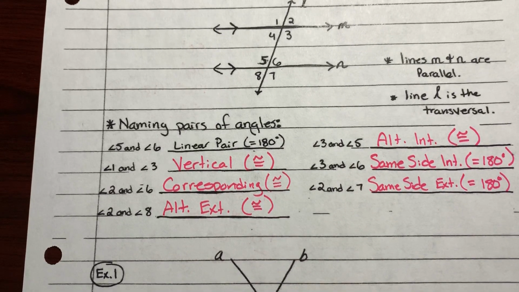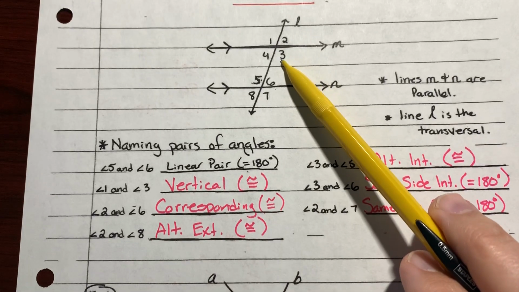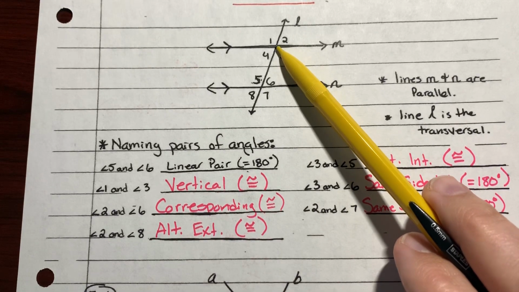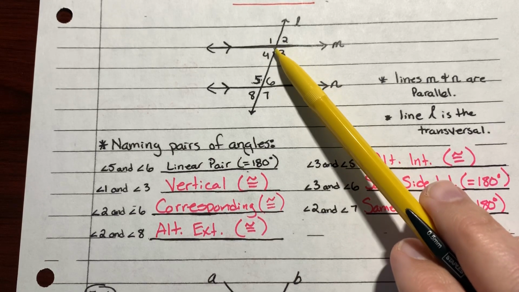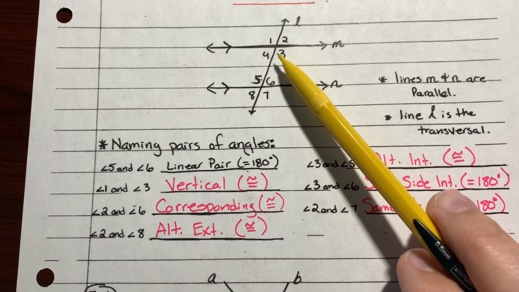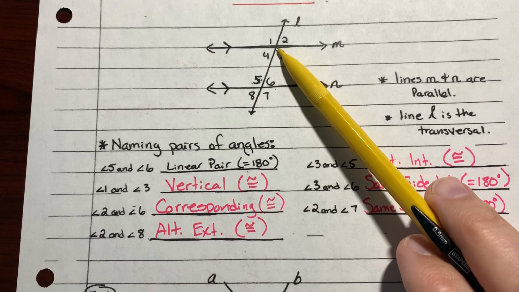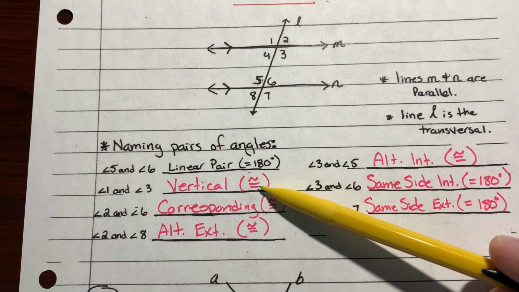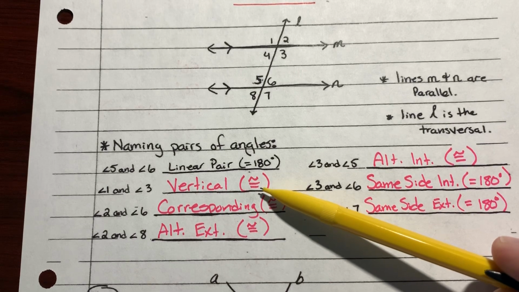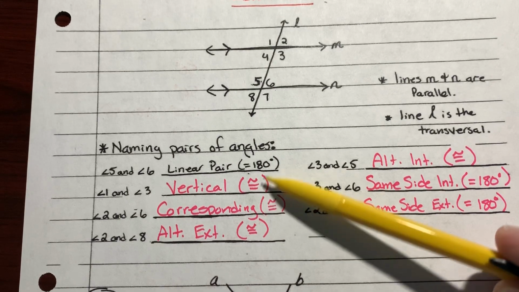Okay, angle 1 and angle 3. All right, here's angle 1, here's angle 3. Anytime that you have angles that are opposite of each other, facing in opposite directions, notice angle 1 is going out that way, angle 3 is coming this way, but they share the same vertex, the same point there, that's when they're known as vertical angles. And this symbol right here represents the word congruent. It means that they're equal, they're the same measure, right?